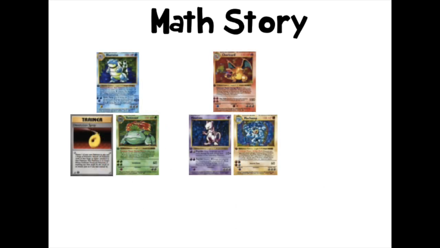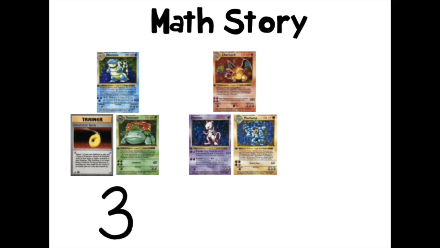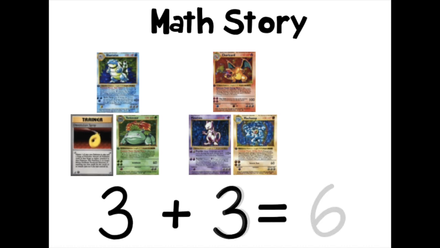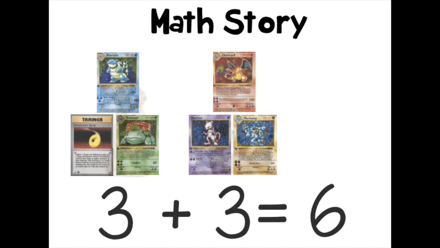Our second math story was about Pokemon cards. I first started out with 3 Pokemon cards, so I'm going to put a 3. And then my brother gave me some, so we're adding to the group. So I'm going to put a plus sign. And how many did he add on to my group? 3. And when you total 3 and 3 together, you get 6. 3 plus 3 equals 6.